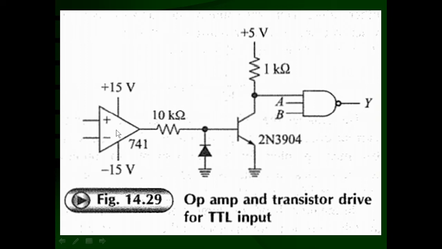When the output of this op-amp is going to be low, or when the lower end of this one is going to be more positive, output will swing to minus 15 volt. Minus 15 volt at the base and emitter is going to be 0 volt. That means it is reverse bias. Transistor will be off. Transistor works as an open switch, and here the potential will be plus 5 volt.